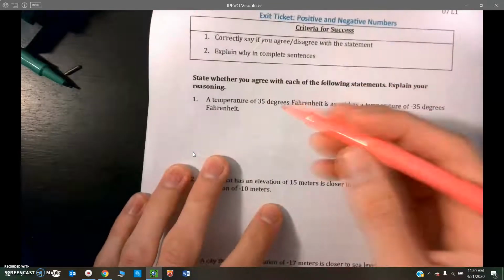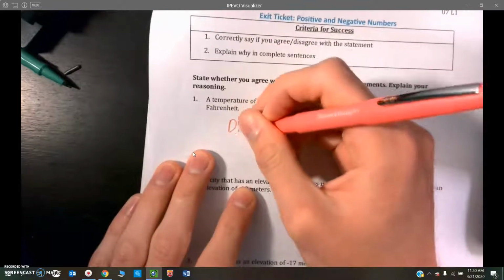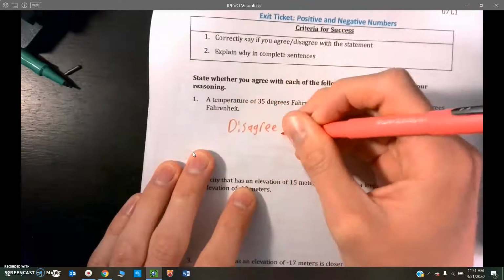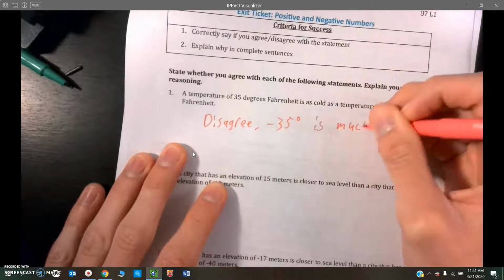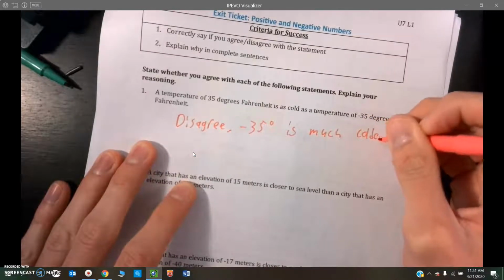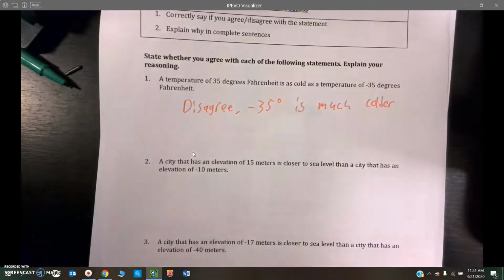So I disagree with this. Negative 35 degrees is much colder. Every negative is lower than any positive.